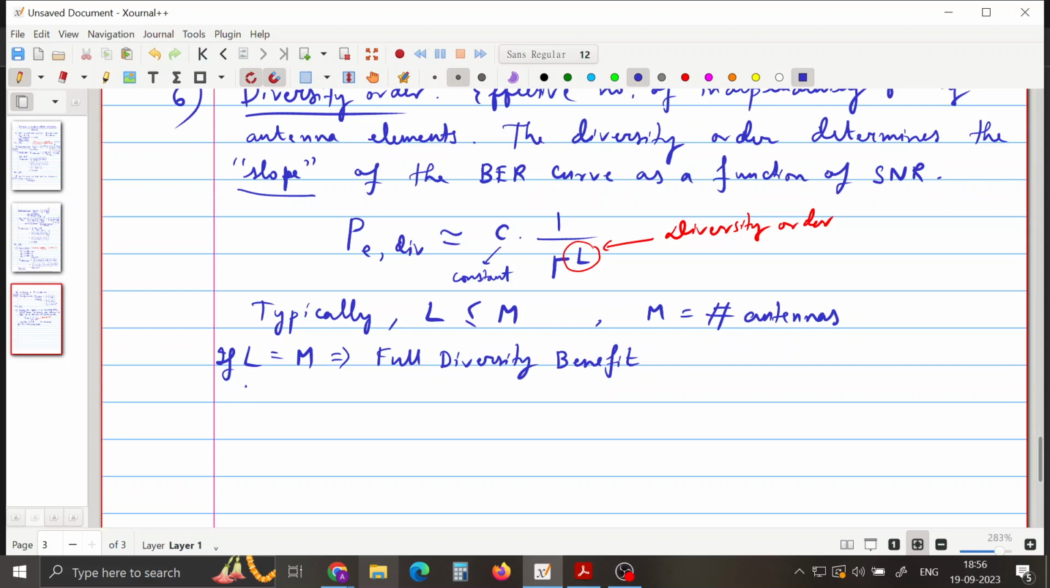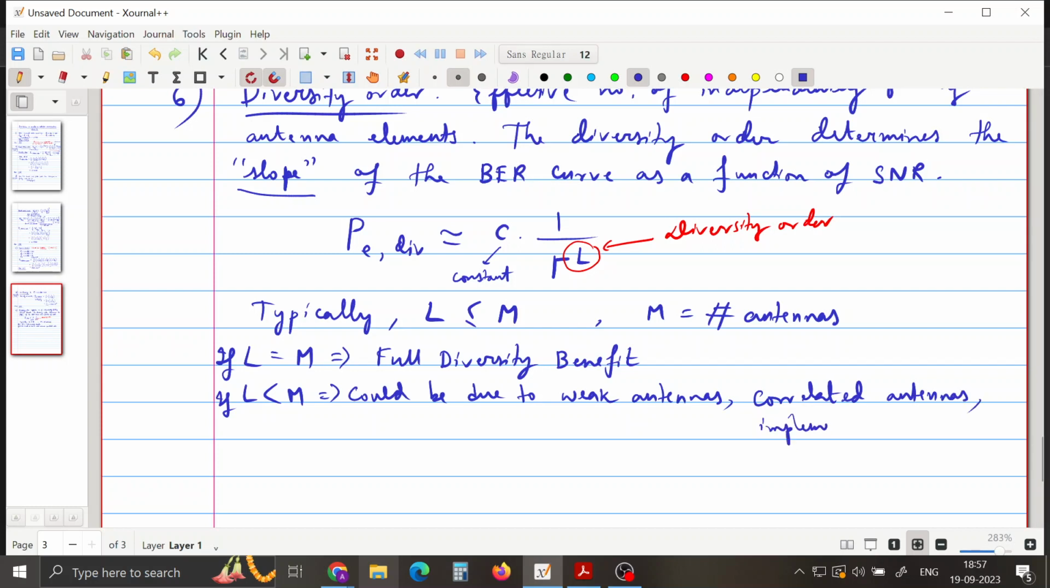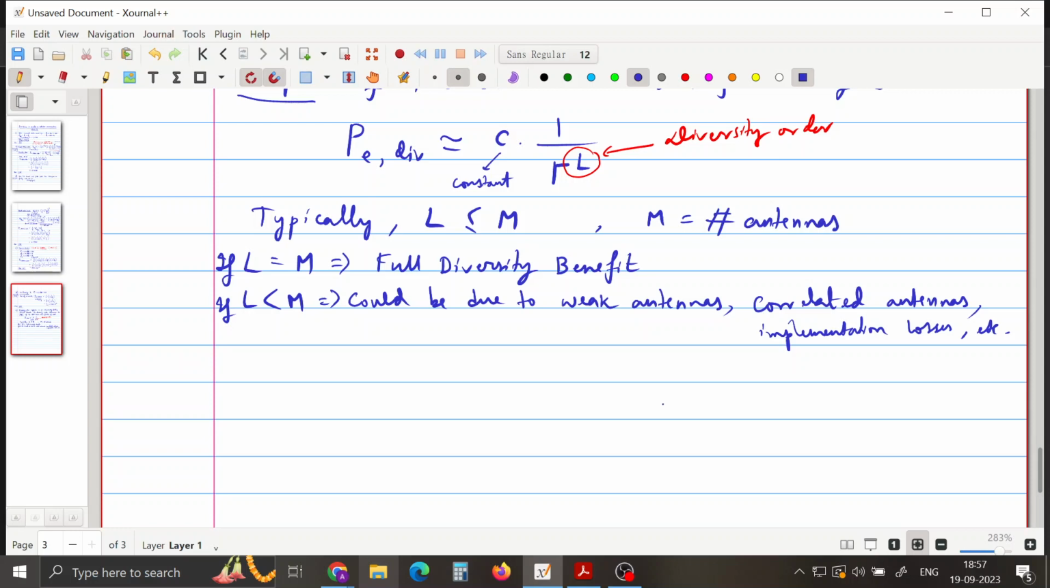So if L is less than M, it could be due to weak antennas, correlated antennas. If there is correlation, then there is no point of diversity, and implementation losses, etc.